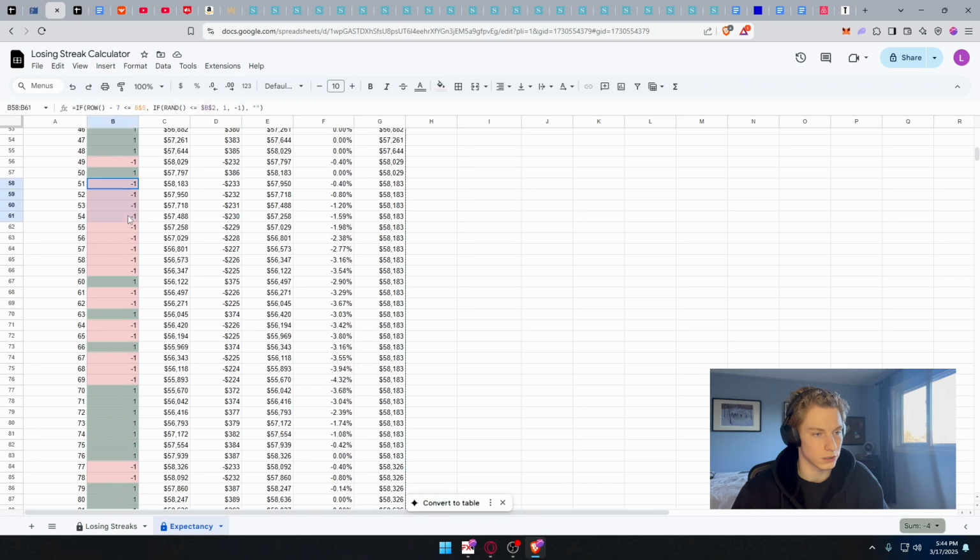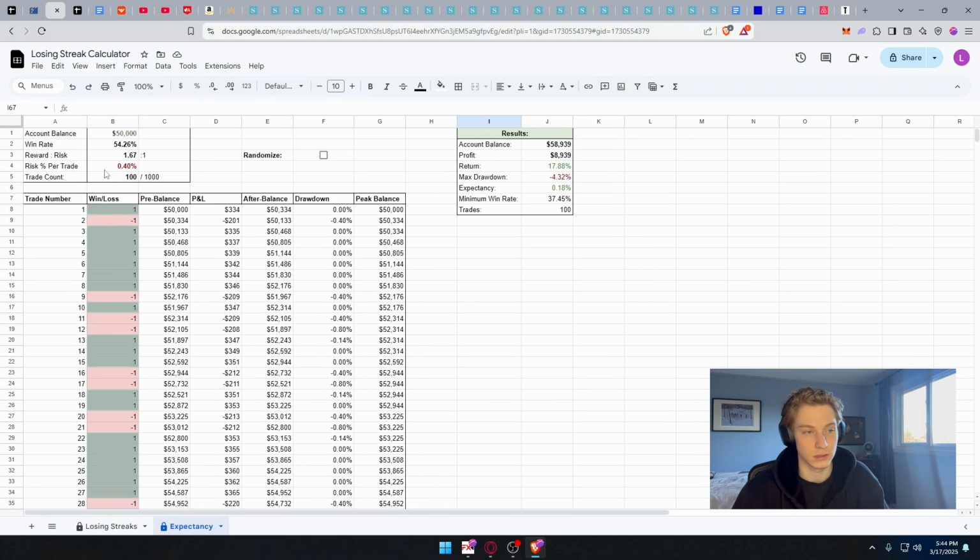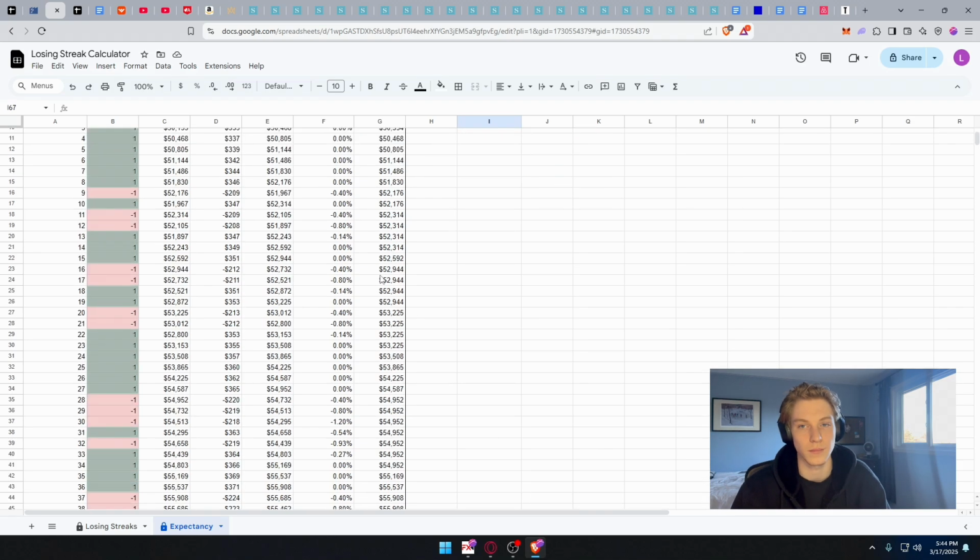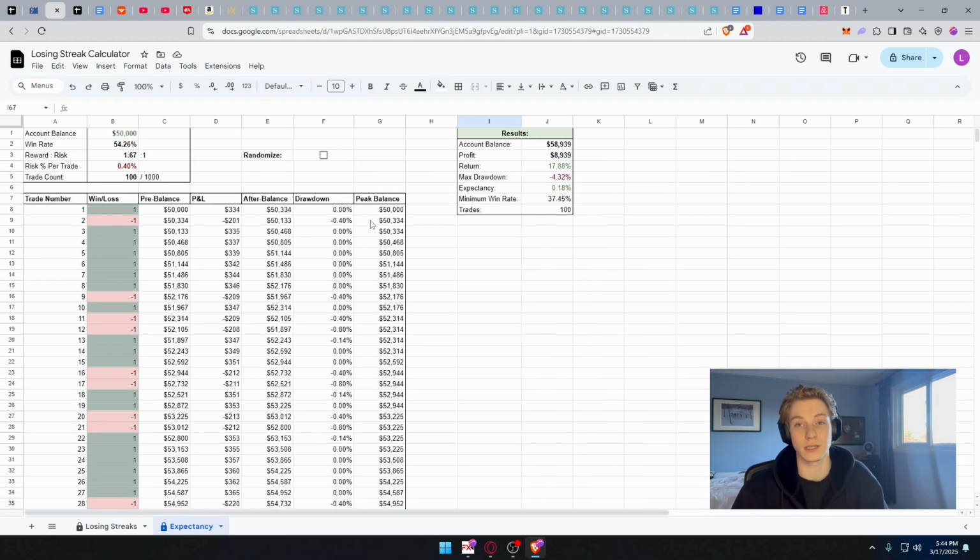Look, on 100 trades, what is this? 1, 2, 3, 4, 5, 6, 7, 8, 9. A 9 trade losing streak. That's statistically probable with a 54% win rate. But the higher the sample size, the less effect a large losing streak is going to have on your overall performance, okay?